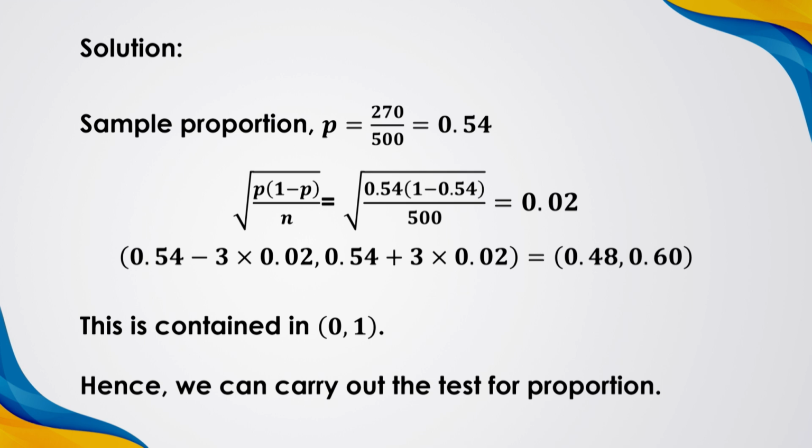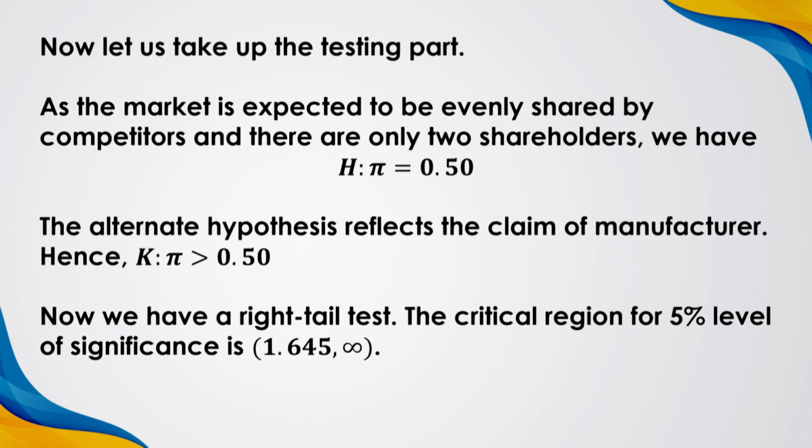This is an interval which is completely contained within 0, comma 1. Hence, we can carry out the test for proportion. Now, let us take up the testing part. As the market is expected to be evenly shared by competitors and there are only 2 shareholders, we have the null hypothesis H: phi equal to 0.50.